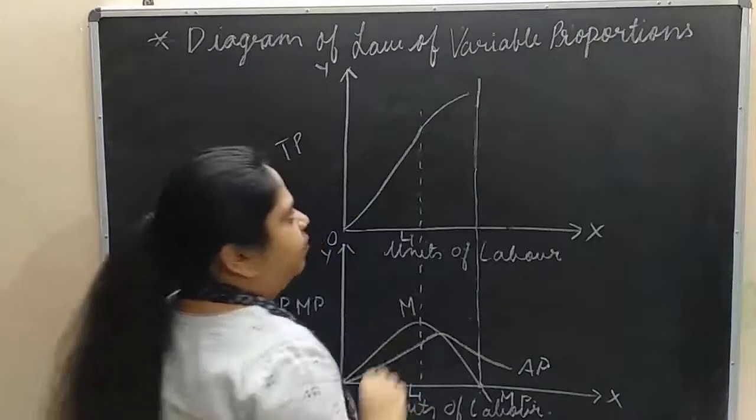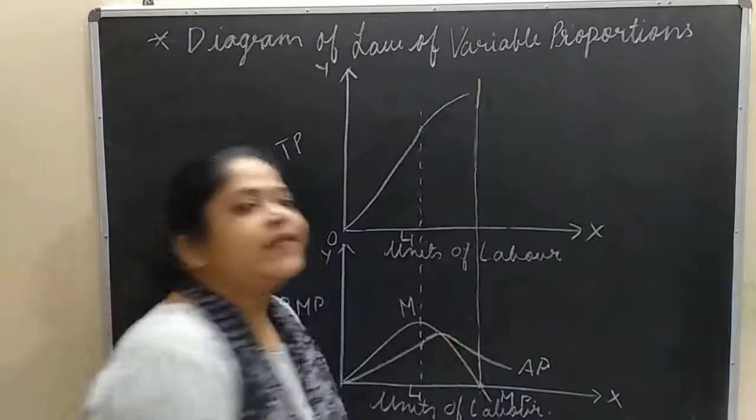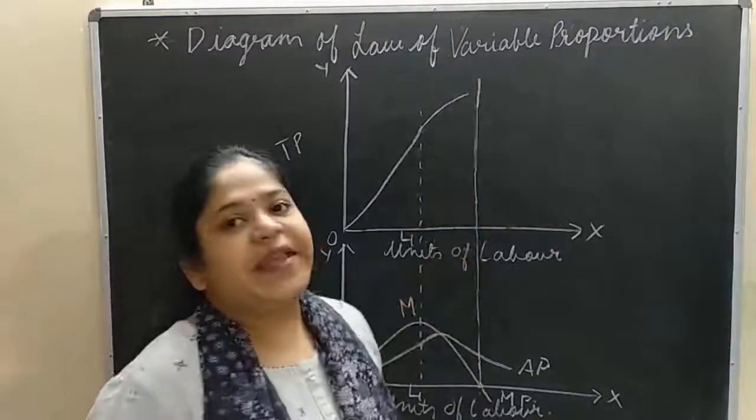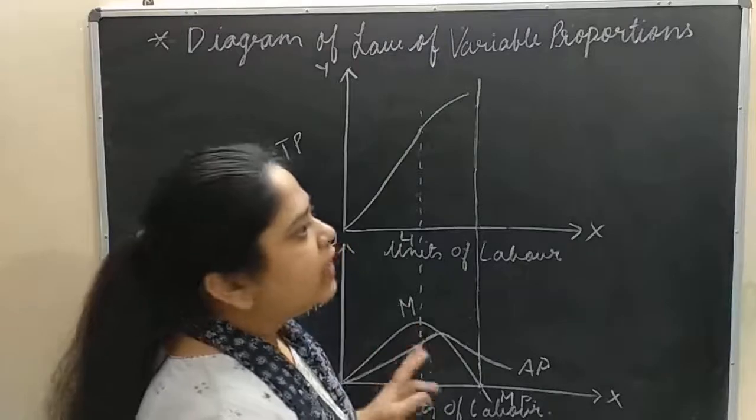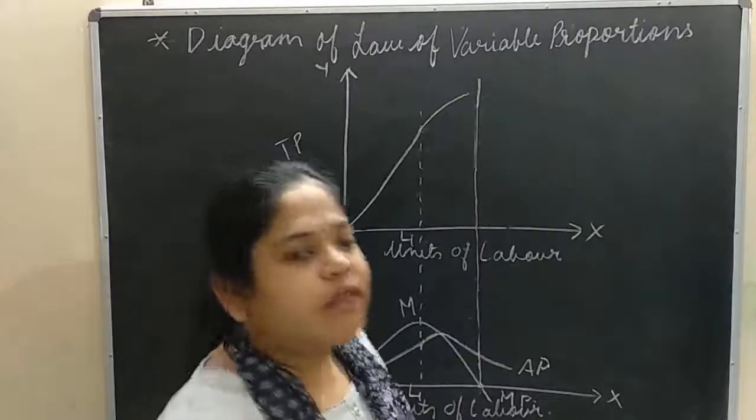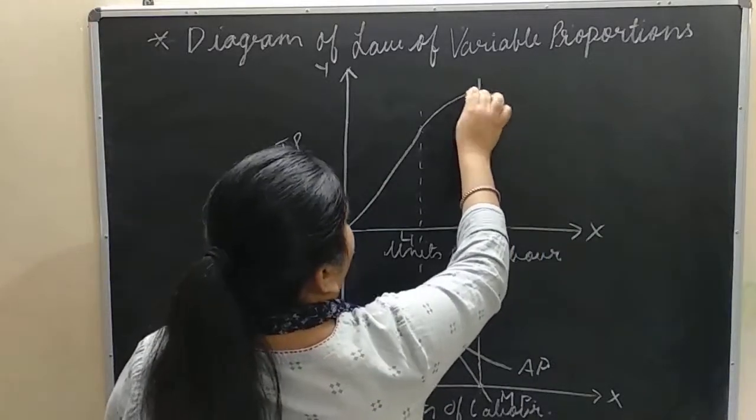Here I'm going to stop. Why? Because I have to make sure at this point TP is maximum. Where MP is 0, TP is maximum. Again I am repeating, the point where MP is 0, TP is maximum. So I am going to stop here.